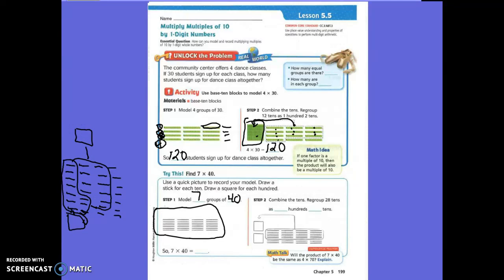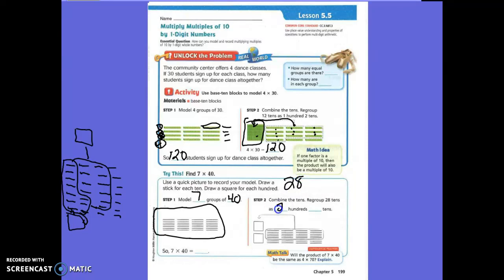Okay, let's see if we can make another one. 1, 2, 3, 4, 5, 6, 7, 8. Can we make another 10? No. So we made 2 100s, and then we have 8 10s left. Okay? So that's 28 10s.